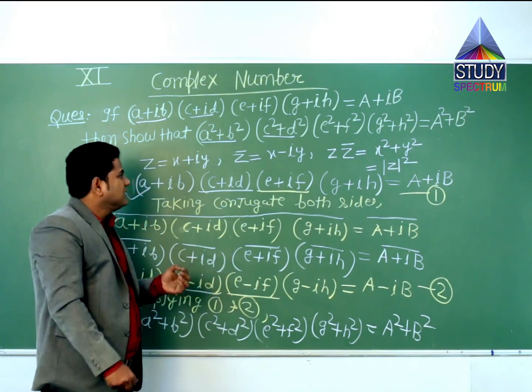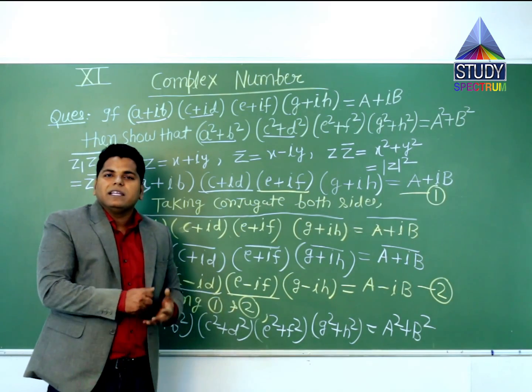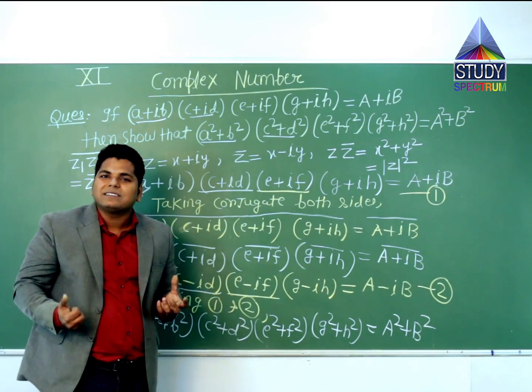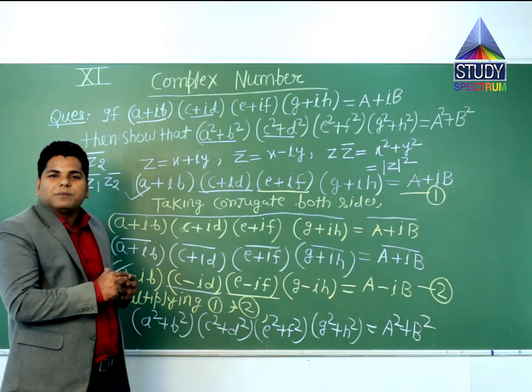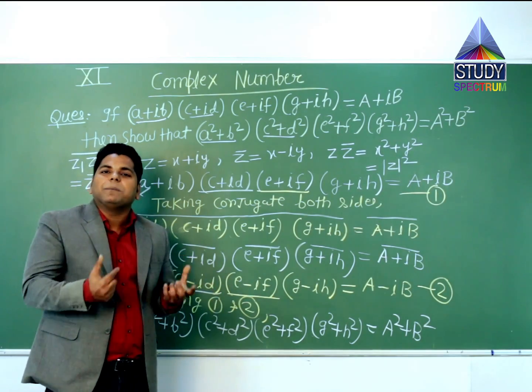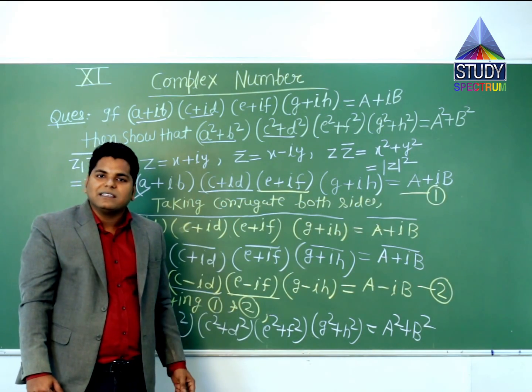So in this type of question, if you are given a plus ib and you have to prove something in terms of a square plus b square, then there is a possibility that you take the conjugate and multiply, and then you can get the answer or prove that question very easily. Okay.